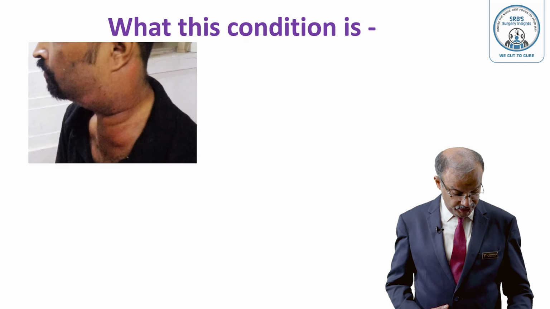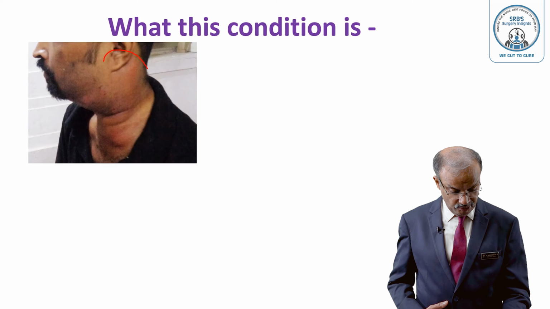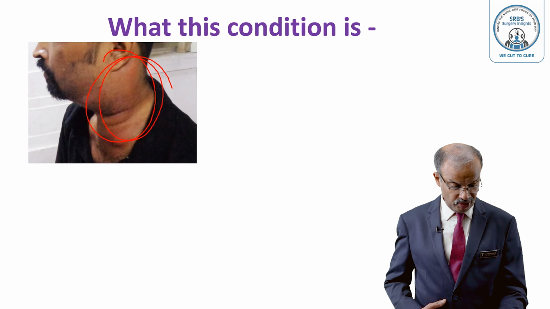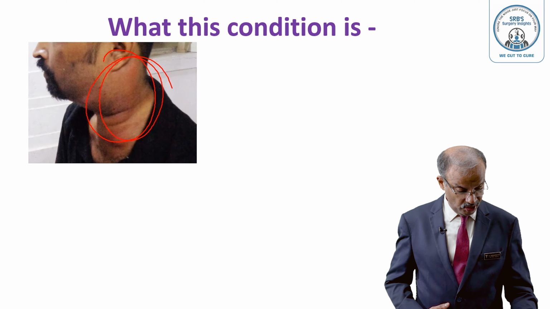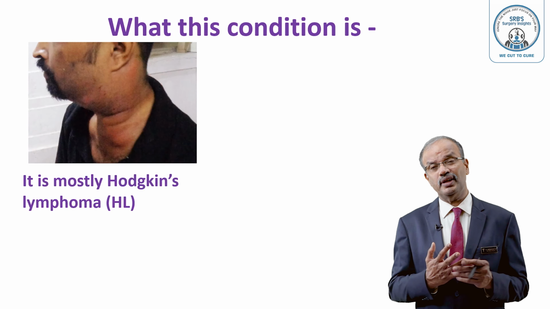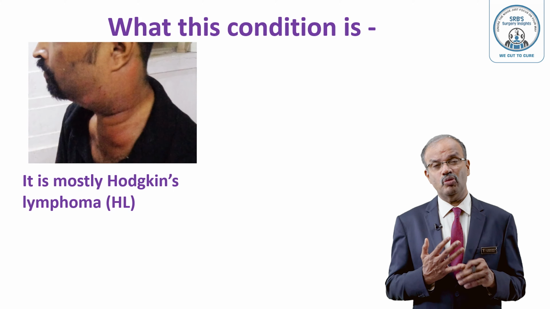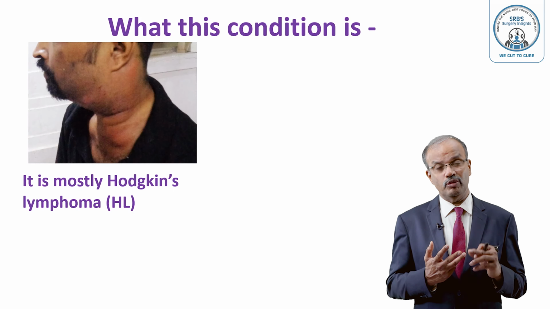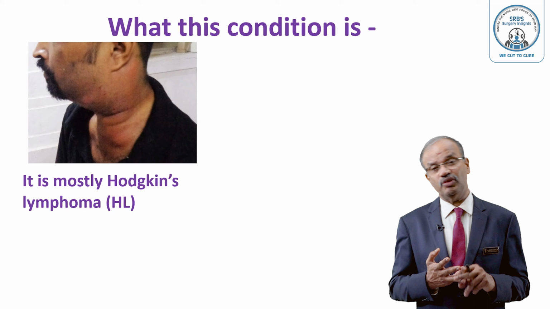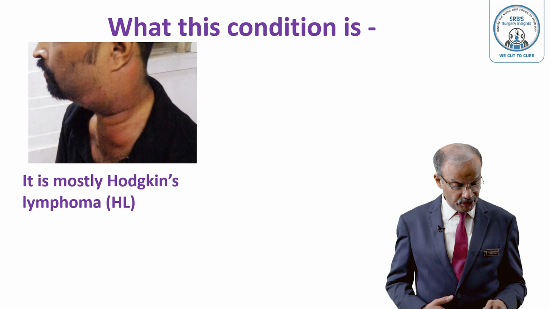What is this condition? See that neck, diffuse swelling in the neck, in a young adolescent, probably a 20-30-year-old group. So what is this swelling? It is mostly Hodgkin lymphoma. For differential diagnosis, it may be Hodgkin lymphoma, it may be NHL, it may be secondaries, it may be tuberculosis, it may be some infective pathology, it may be an HIV patient. So these are the differential lines which you have to think of.